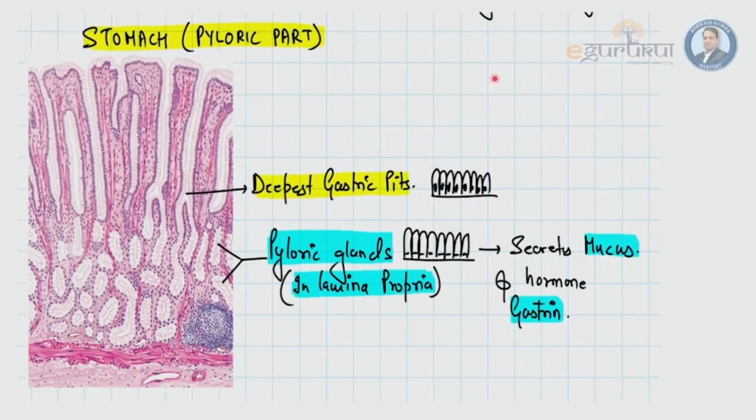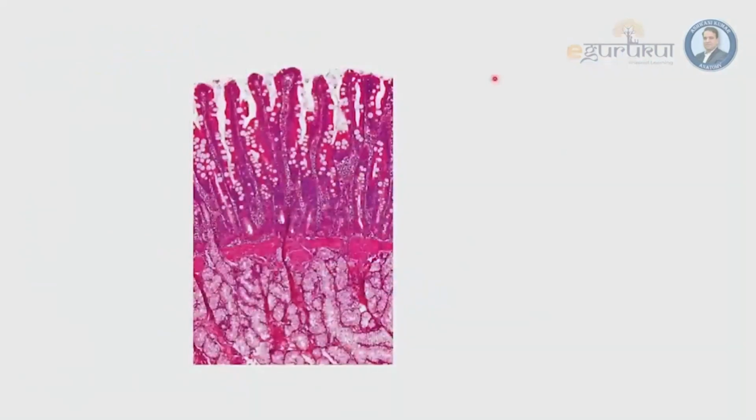But the way I will show you in the next slide, look at this. If you look at a slide of a small intestine, first of all, you can see the different heights and the gaps between the villi, which will help you in differentiating between the villi and the gastric pits.